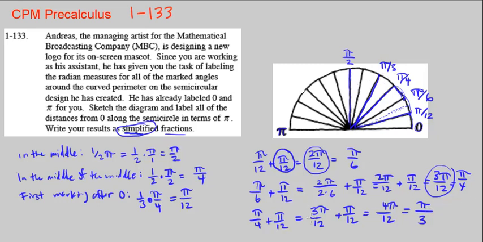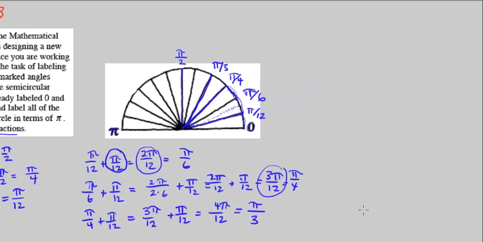I add again pi over 12 to it. So if I want to add pi over 12 to pi over 3 to get the next one, that's the same as adding 4 pi over 12 plus pi over 12, and I get 5 pi over 12. And can we simplify this? No. So as a simplified fraction, this one is 5 pi over 12.